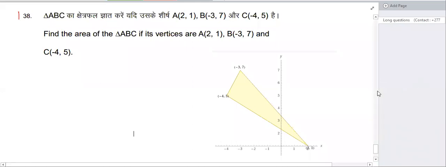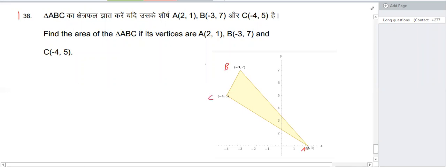Question number 138. To solve question number 138, let's see. Find the area of triangle ABC if its vertices are A, B, and C. Now, we have 3 points on a triangle, right? So we've got the vertices 2, 1, which is A. It's not actually on the x-axis, just a little bit raised. B, which is minus 3, 7, and C, which is minus 4, 5.